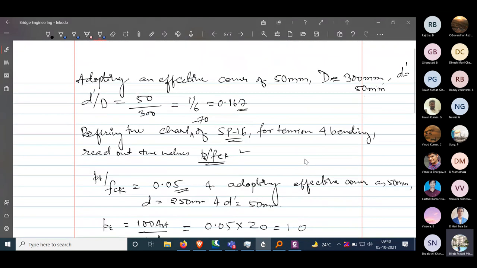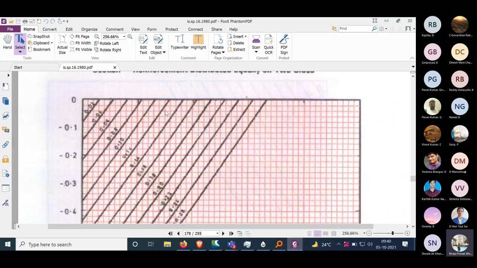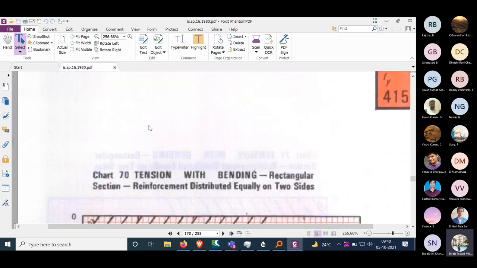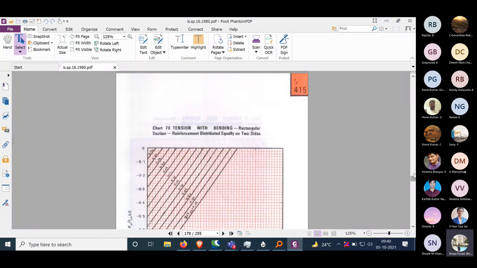Since this one is the corner section, just like the previous one, instead of going to that chart, you just remember that for the first section you need to refer to chart 70, that is tension with bending, that one you need to check, and for this section you need to refer to this chart.